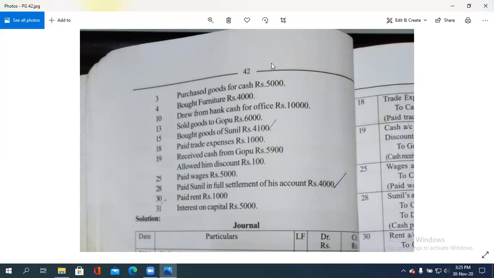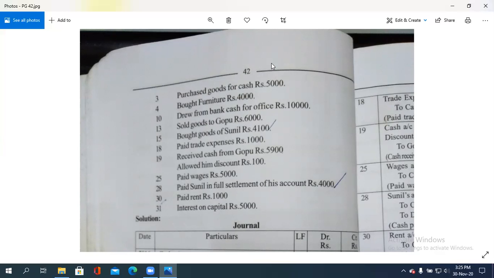Then paid wages. Wages account debit to cash, because wages is an expense. Debit all expenses and losses and credit all incomes and gains. So debit all expenses and losses, and what is going out of the business? Cash. So credit what goes out. Okay, so that is why wages account debit to cash.